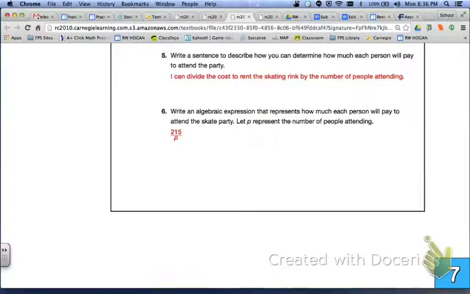The sentence that I should be writing to describe how I can determine how much each person will pay to attend the party: you can divide the cost to rent the skating rink by the number of people attending. For number 6, the algebraic expression that we are looking for, remember P represents the number of people attending, is 215 divided by P.